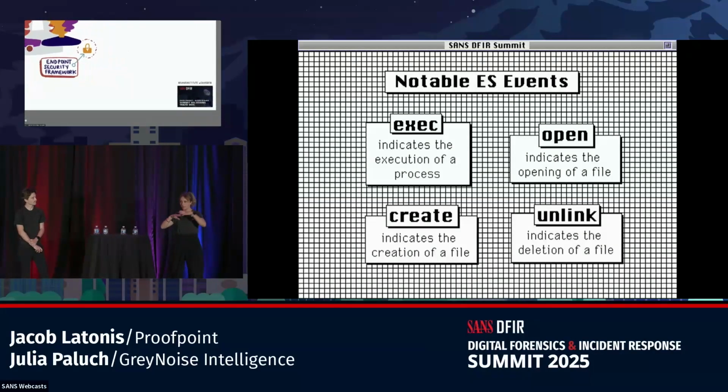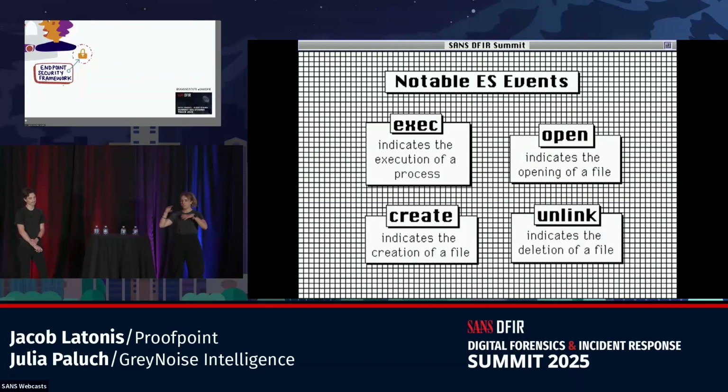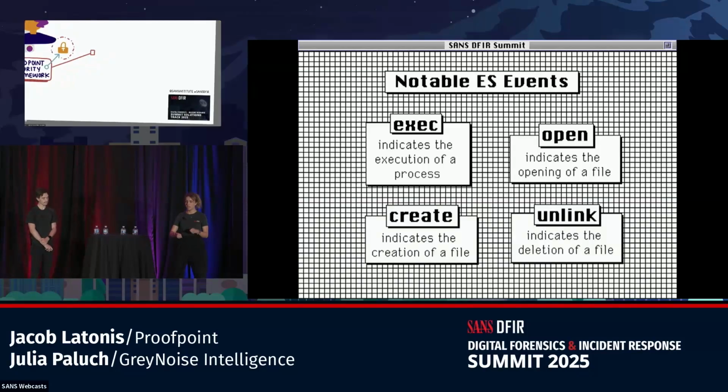Okay, so first I want to get into the sorts of events that you're going to get from endpoint security, and this is by no means a complete view, but these are just some that we think are relevant to a typical investigation. So you have exec, that's going to indicate the creation of a process, and then you also have file system events. So you'll get open, which is the opening of a file, create, which indicates that a file was created on the system, and then you also get unlink, and unlink indicates the deletion of a file.